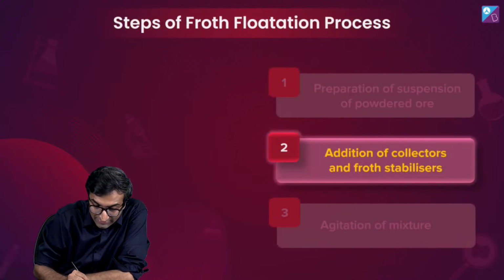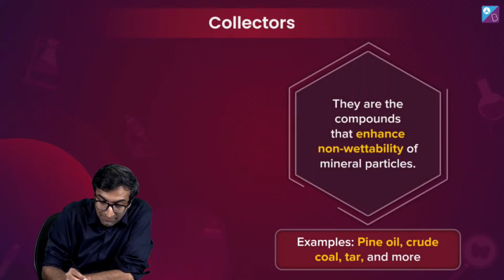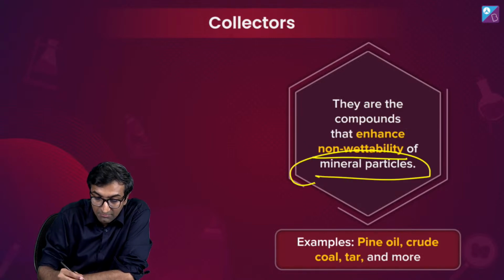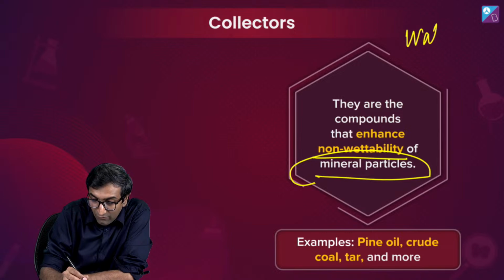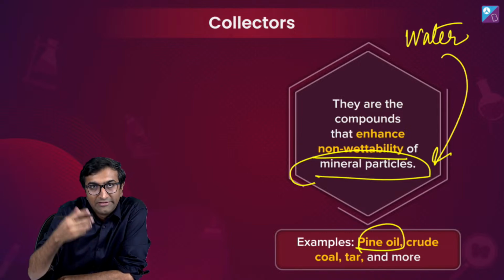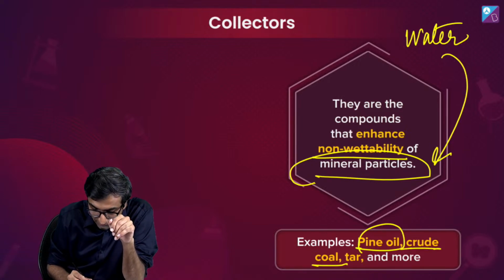So you add something called collectors and froth stabilizers to make the process better. What is this? They are compounds that enhance the non-wettability of mineral particles. Okay. Because non-wettability by what? By water. Okay. Cool. So you add pine oil. तेल डालो, पानी से दूर भागेगा. Crude coal and tar. ठीक है.